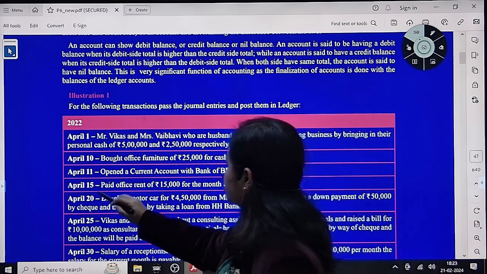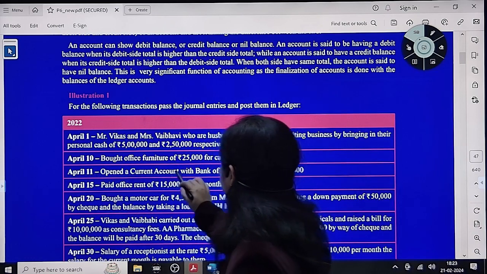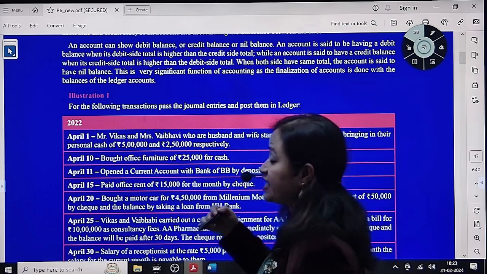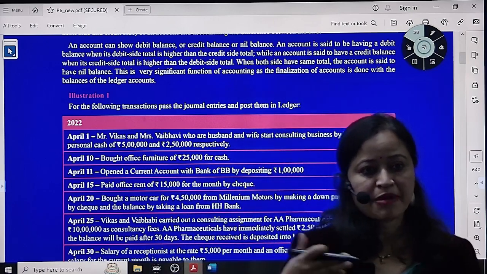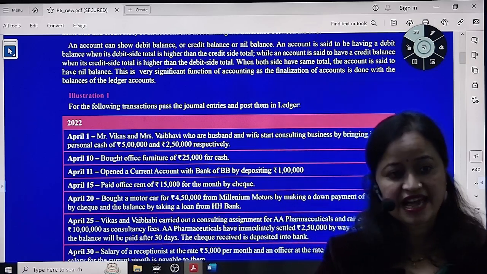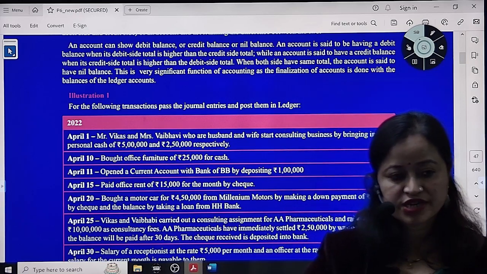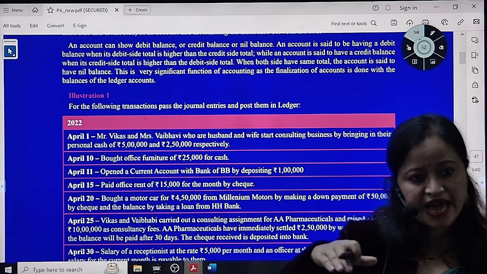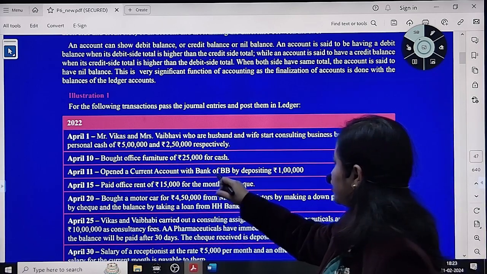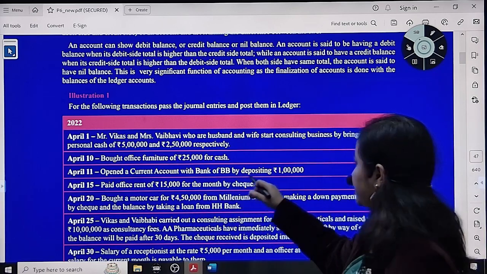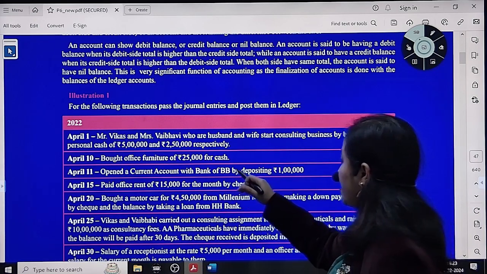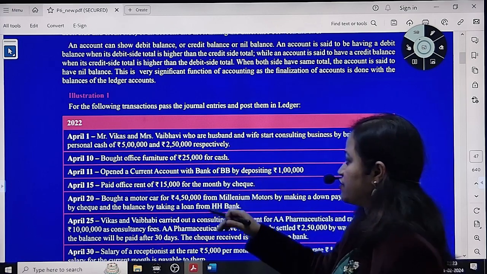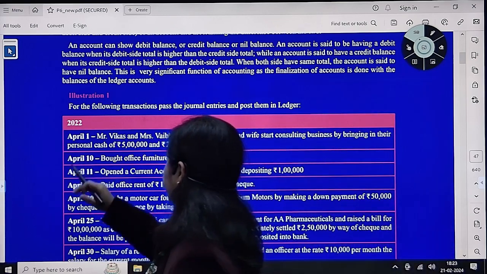Now next one, April 11. Open a current account with bank of BB by depositing 1 lakh. That means cash is going to the bank. Cash in hand is deposited into the bank. Cash in hand is reducing, and cash at bank is increasing. So the journal entry will be bank account debit 1 lakh to cash account. Bank of BB account debit 1 lakh to cash account. So that will be your April 11.